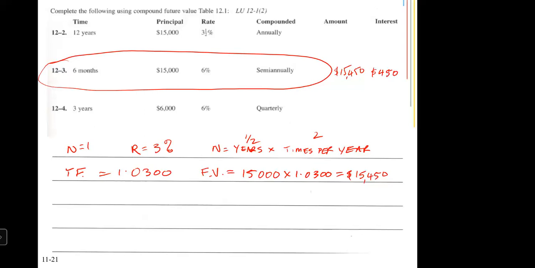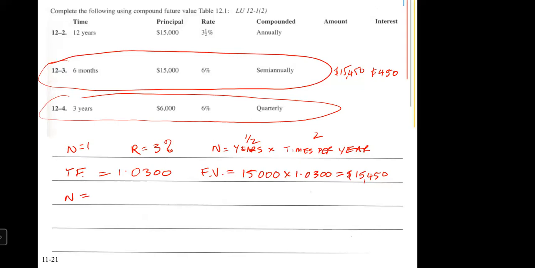All right, let's look at the next one, 12-4. Number of periods for that one. 3 times 4 is 12. 4 times a year, 3 years, that's equal to 12. And the rate per period. That'll be 6 divided by 4, so that would be 1.5 or 1.5%.